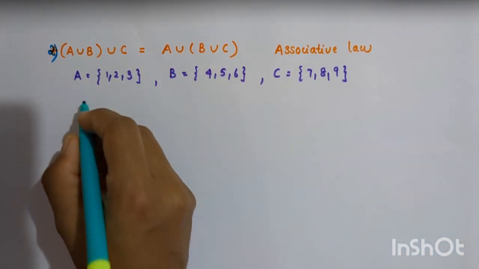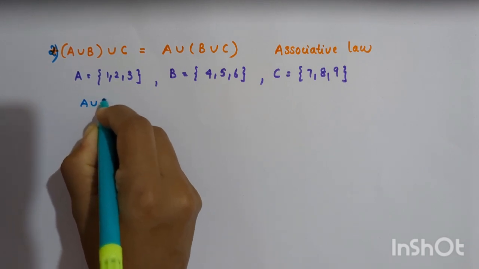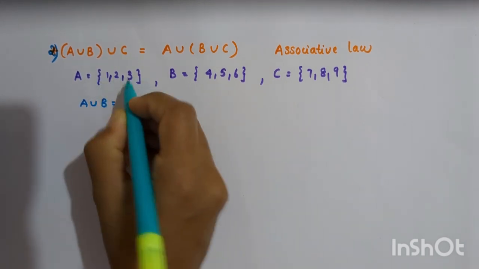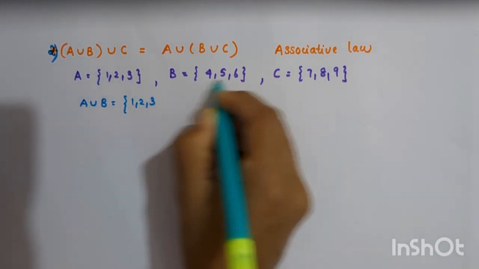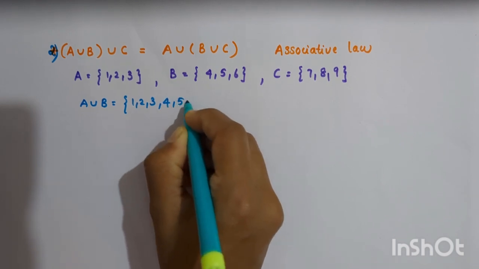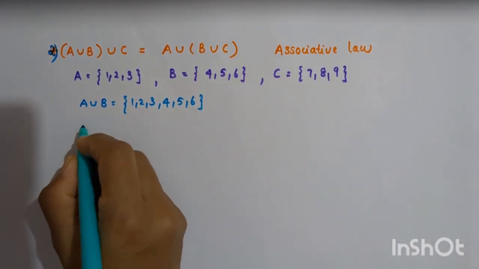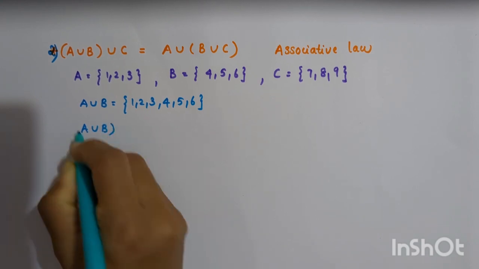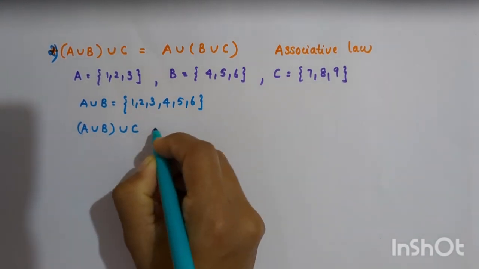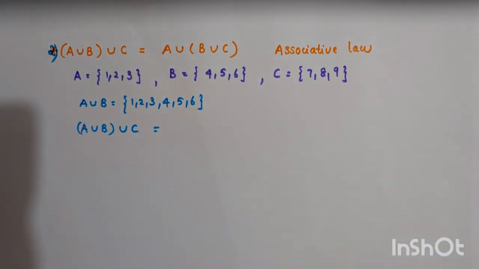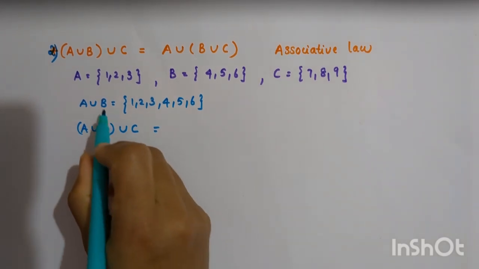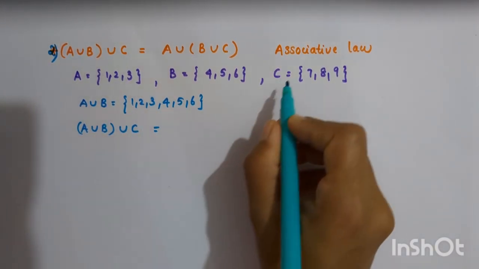So what about A union B? A union B will be equal to, we have to write all the elements in A and all the elements in B. So this is A union B. Now let us find (A union B) union C. That is the left side. Okay, so this will be equal to what? A union B is this one, C is this one.